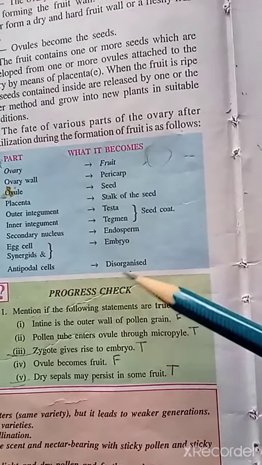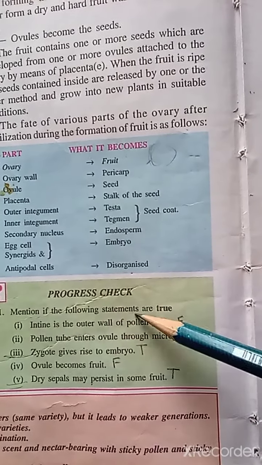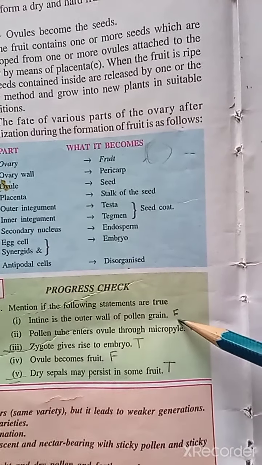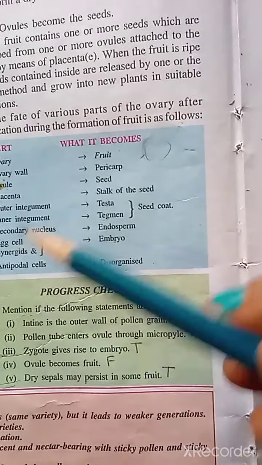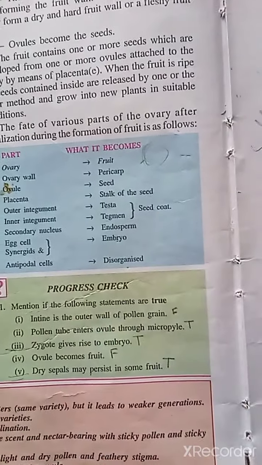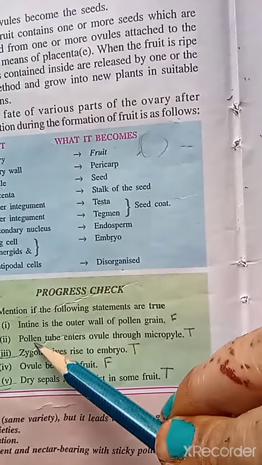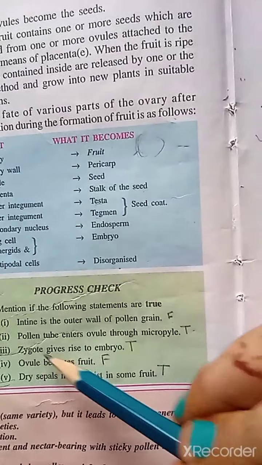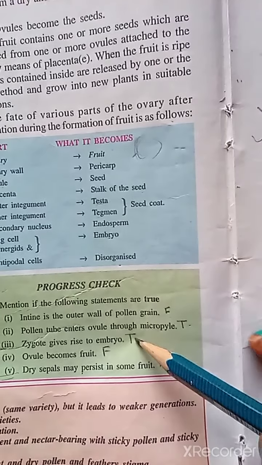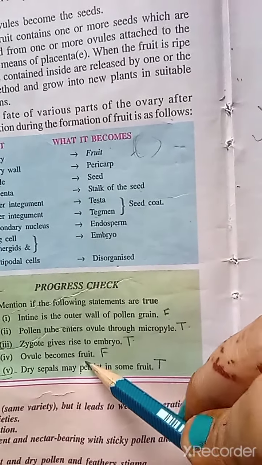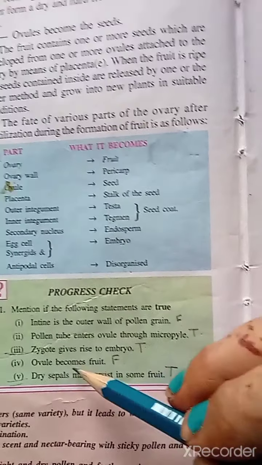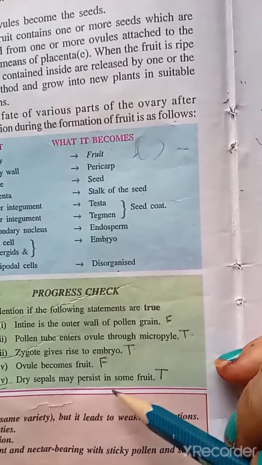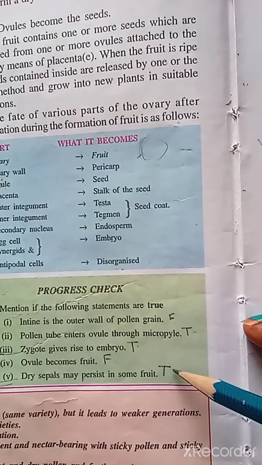Now the progress check is given. Mention if the following statements are true. Intine is the outer wall of the pollen grain. This is false. Exine is the outer wall and intine is the inner wall. Pollen tube enters the ovule through the micropyle. This is true. Zygote gives rise to the embryo. This is true. Ovule becomes fruit. False. Ovule becomes seed and ovary becomes fruit. Dry sepals may persist in some fruits. That is true.